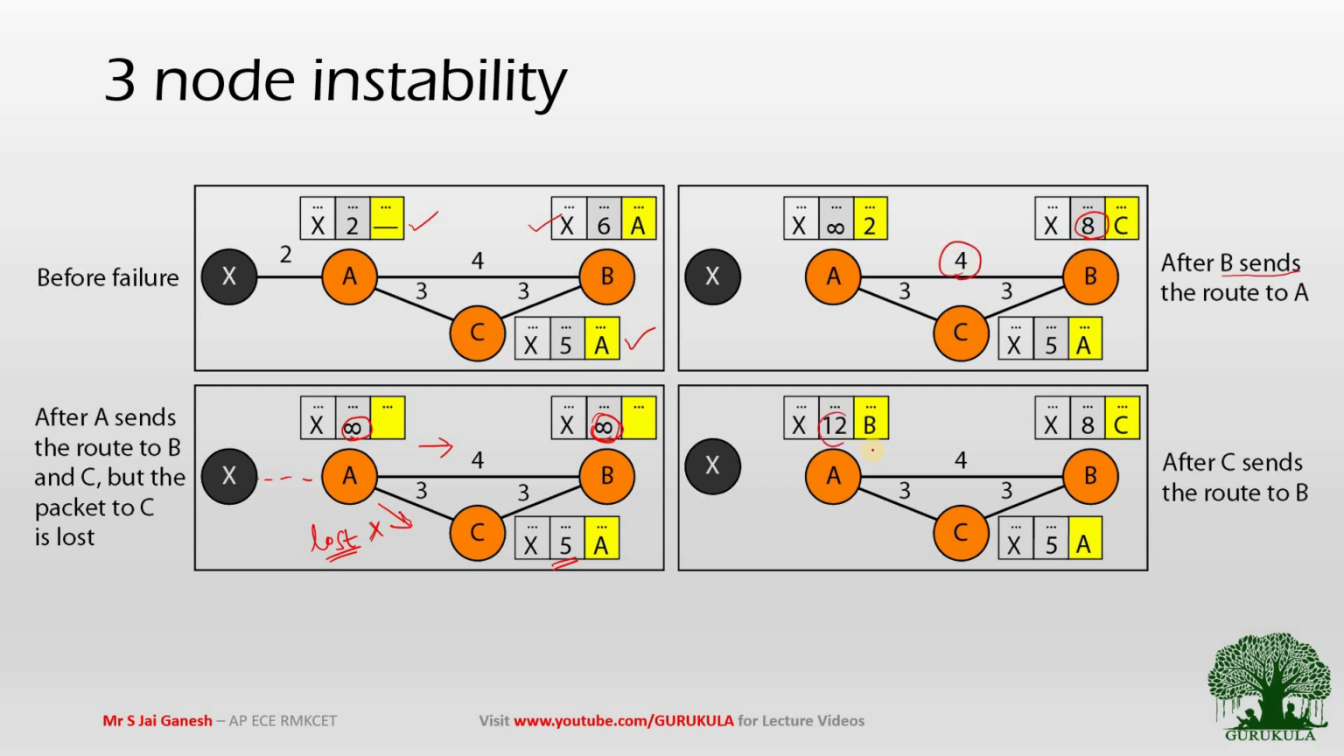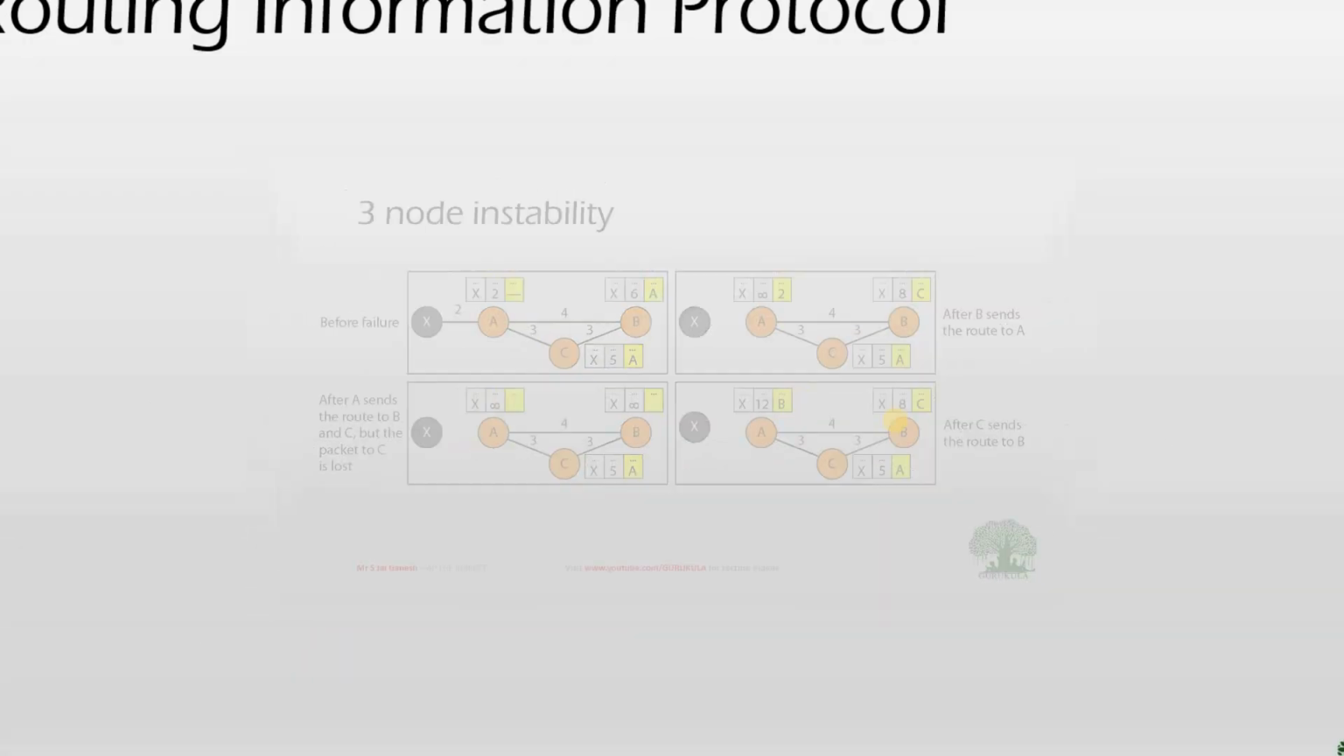So it is updated as 12 here. And now when it is again getting updated, we can just update the table again. So A will come to know that okay, X can be reached via B. So this problem is what we call the three node instability problem.